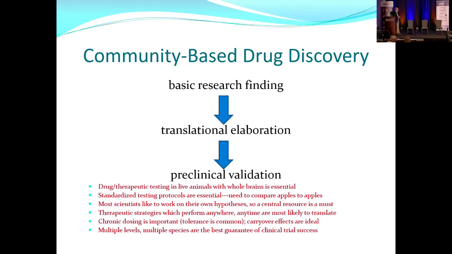So we also found out, for reasons I'll explain soon, chronic dosing is important. Tolerance is common with any kind of brain disease. Carryover effects are actually ideal. You want to see that you give a drug, it works, you stop the drug, and there's been some actual overall gain. Things don't just revert back to the way they were. That's more of a symptomatic and palliative kind of treatment.